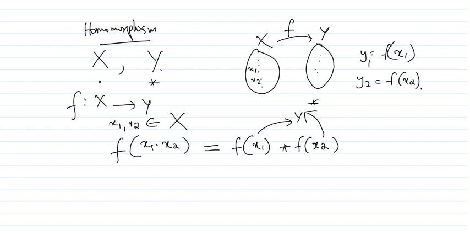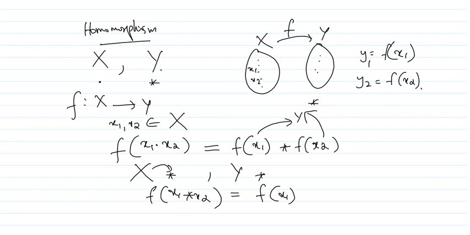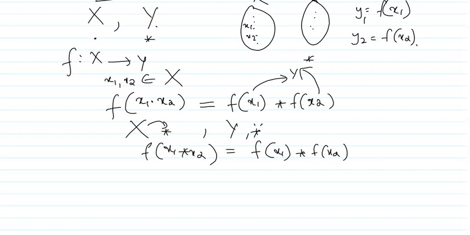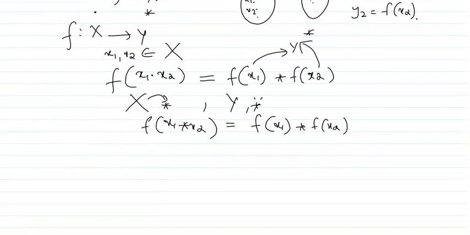Suppose in x also star is there, and in y also star is there, then what will it be? f of x1 star x2, because in x the operation is star, will be f of x1 star f of x2, because in y also the operation is star itself. So in this case these two operations will be the same. f of x1 star x2 is equal to f of x1 star f of x2. If it satisfies this, we can say that the function f is said to be a homomorphism.